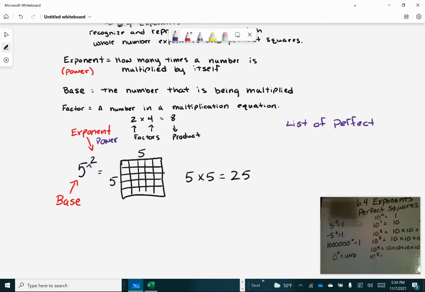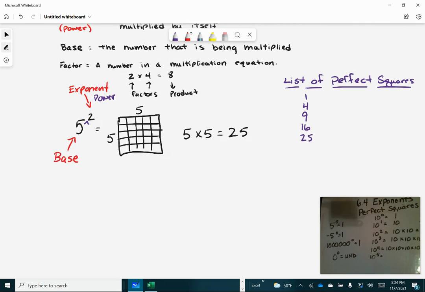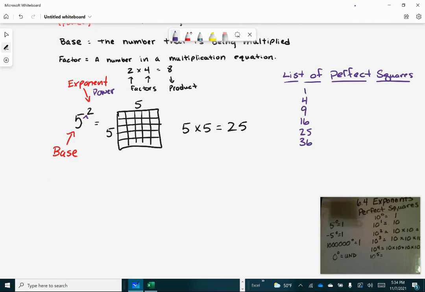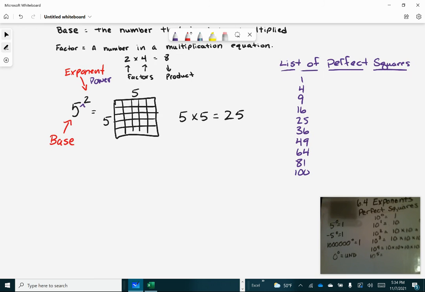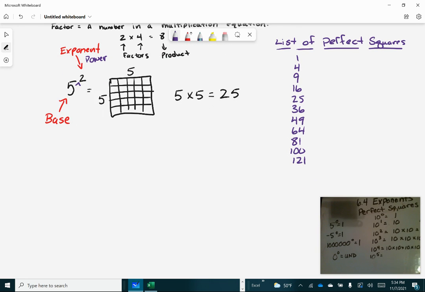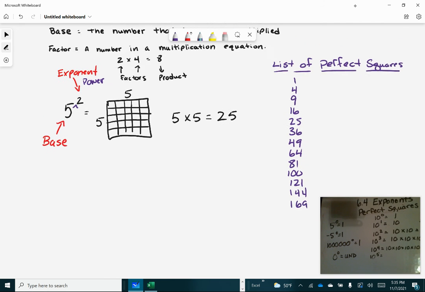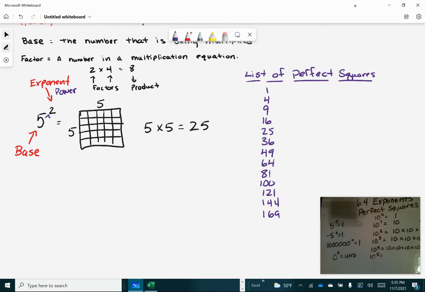Perfect squares, which would be 1 times 1, 2 times 2, 3 times 3, 4 times 4, 5 times 5, 6 times 6, 7 times 7, 8 times 8, 9 times 9, and 10 times 10. Even 11 times 11, they keep going. 12 times 12, 13 times 13. These are all perfect squares.